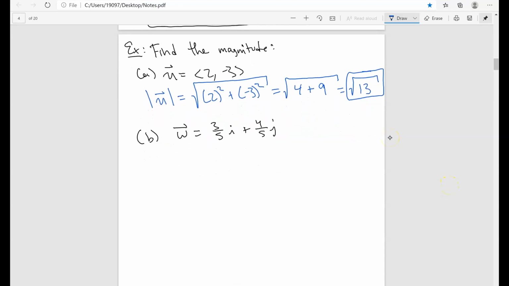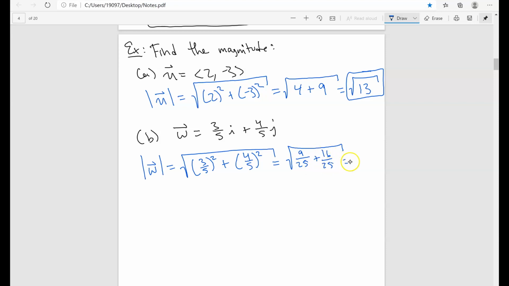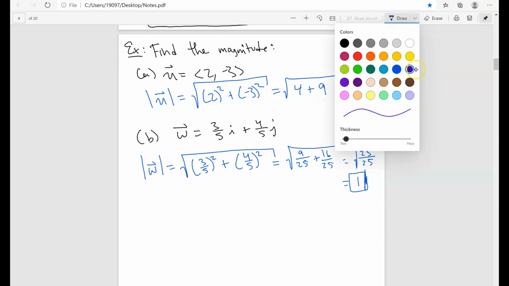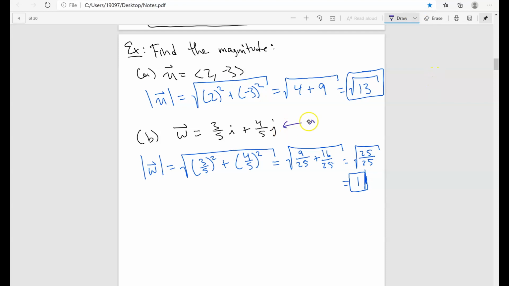And now let's find the magnitude of this vector. This vector is in ij form, but we can still do it. So square root, take the first component, 3/5, square that, and then take the other one, 4/5, and square this one. This one's going to be 9 over 25 plus 16 over 25. That gives me the square root of 25 over 25. That's just going to give me 1. So the size of this vector is 1. And actually, this vector is called a unit vector.